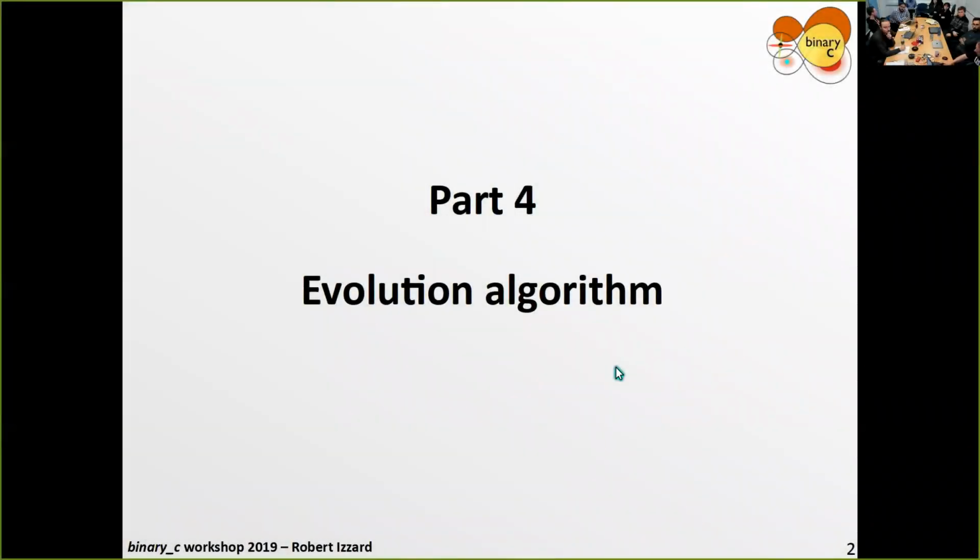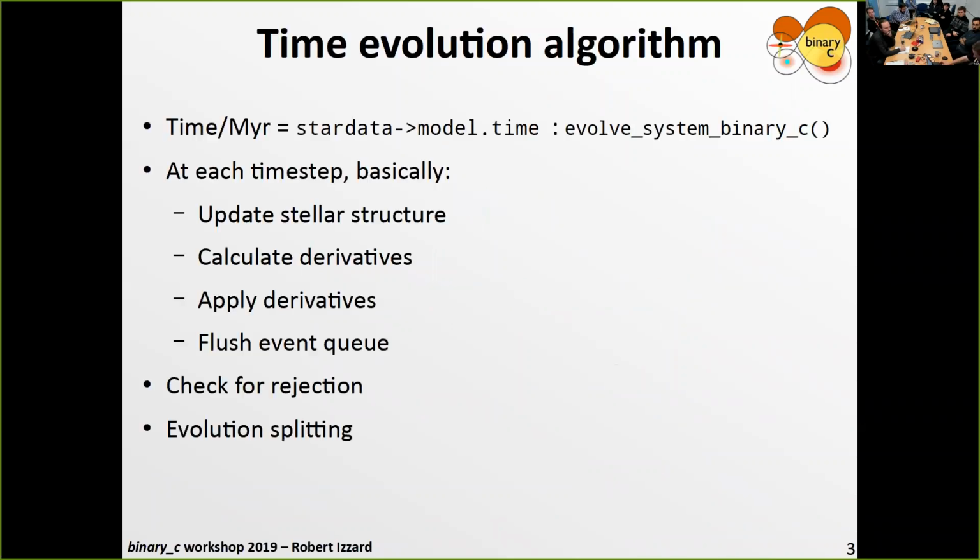Okay, so I'll talk a little bit about the evolution algorithm. Some people here will care about this because you complained to me about various numerics, so that's what's in here. So the time in binary C, I mentioned this earlier, the time is stored in mega years. It's in the variable model.time, which you can find in Stardata.